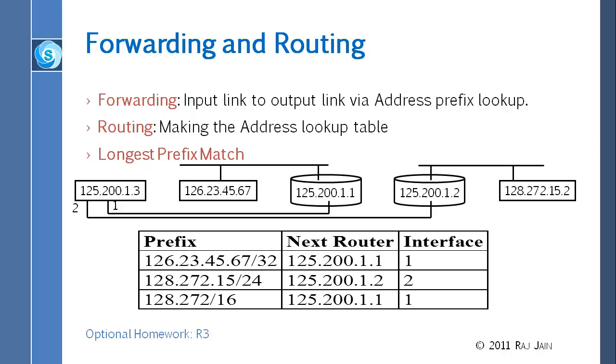So a packet comes in, we look into this table, and this table says that if the first 32 bits match here, then the next router is this, and the interface is 1. If the address matches this, then the next router is that, and the interface is 2.